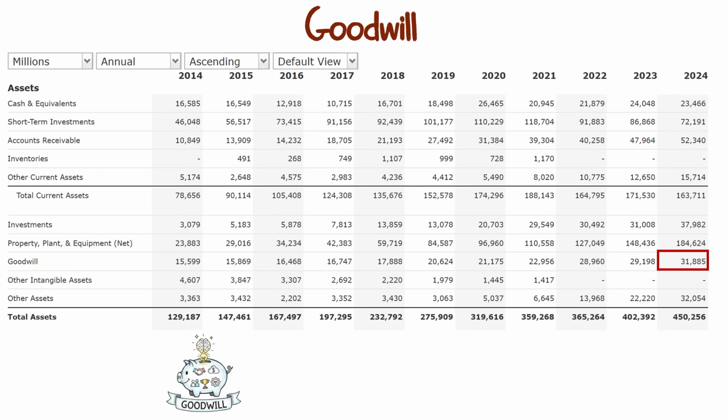Goodwill is not a physical asset. It arises when one company buys another company for more than the fair market value of its tangible assets, like buildings, equipment, and inventory, minus its liabilities. Essentially, it represents the intangible value of the acquired business, such as its brand reputation, customer base, or proprietary technology.